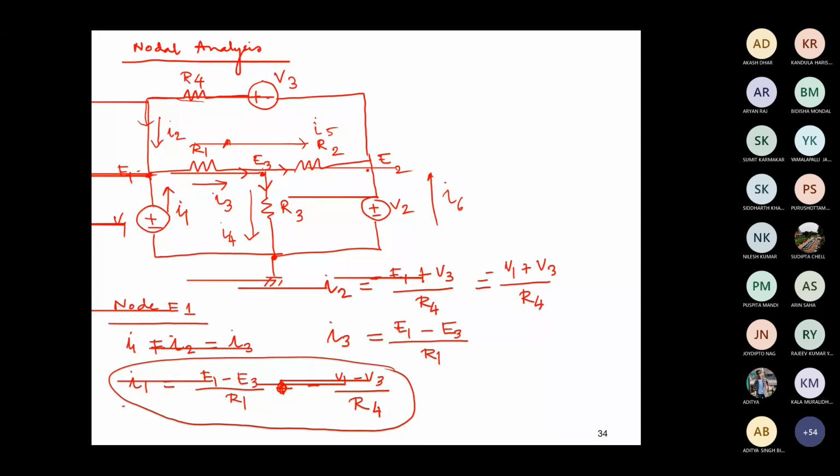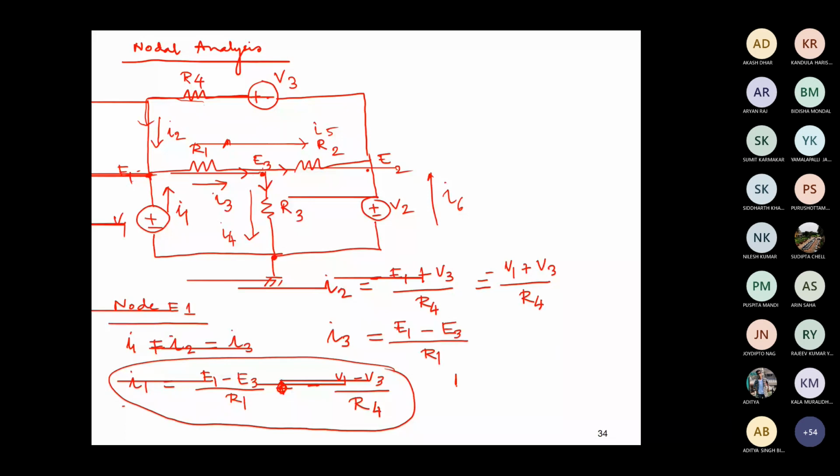Okay. Sir, one thing, can we say that E2 is equal to V3? E2 equal to V3. No, E2 is not equal to V3. Sir, why? Because there is no resistor, so no potential drop. No, it's not like that. We can say that E2 is equal to V2 because between E2 and V2 there is no drop. But here, okay, let's continue. It will be clear to you. Okay, let us continue.